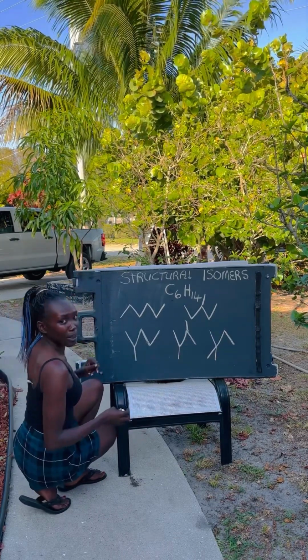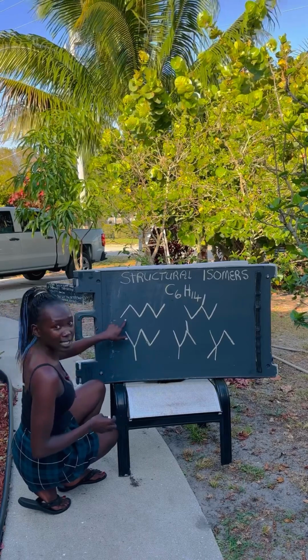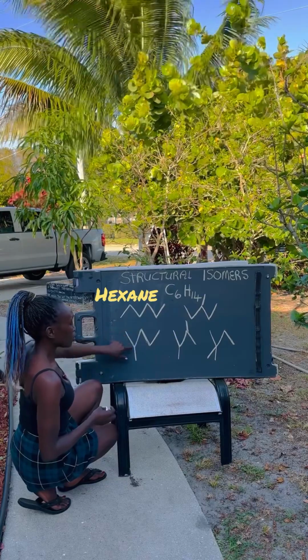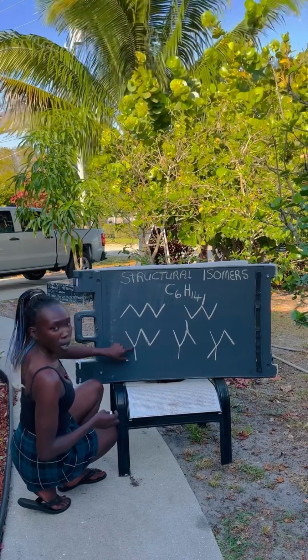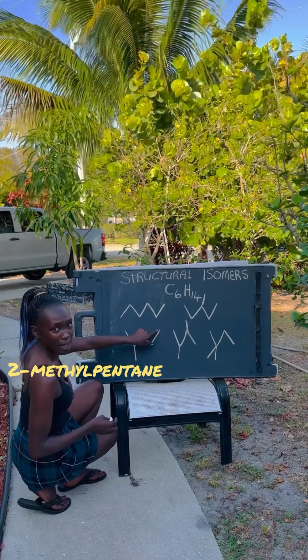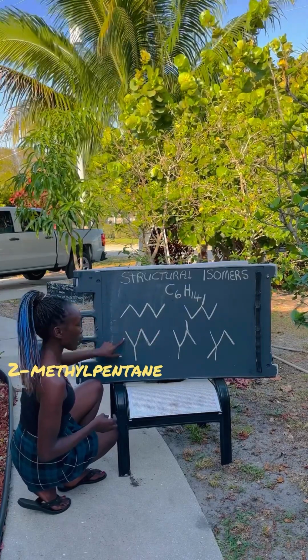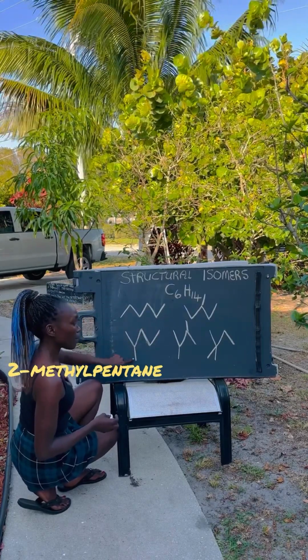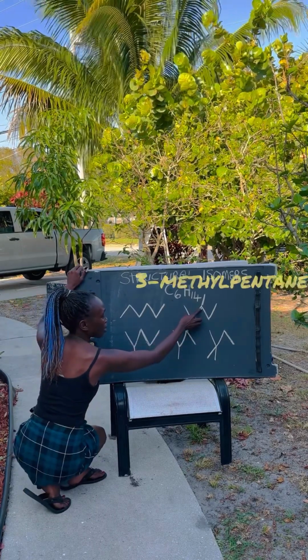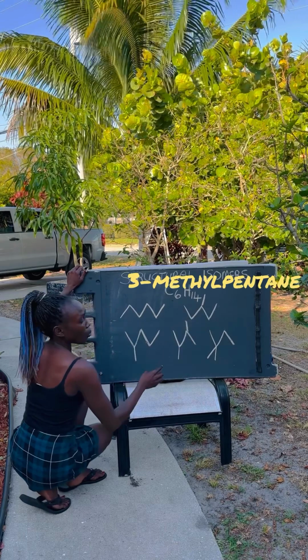Now let's go ahead and name them. Here we have hexane. Here we have 2-methyl, and we have a 1, 2, 3, 4, 5 pentane as the longest carbon chain. So we have 2-methylpentane here. Here we have 3-methylpentane, because this or this can be number 1.